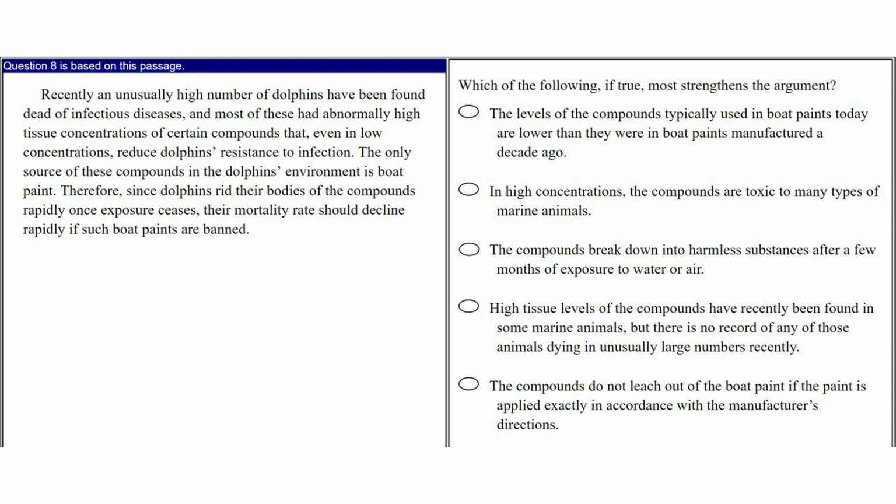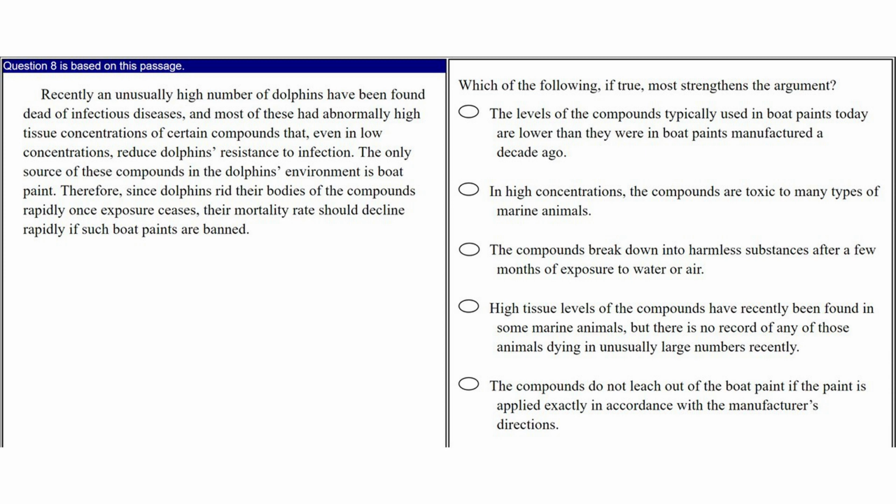So let's stop and summarize. A lot of dolphins have been dying because of these compounds that reduce their resistance to infection. Let's keep going. The only source of these compounds in the dolphins' environment is boat paint. Oh no, so the boats are killing them. Therefore, since dolphins rid their bodies of the compounds rapidly once exposure ceases, their mortality rate should decline rapidly if such boat paints are banned. So it's basically saying the dolphins should stop dying once we ban this boat paint, because the boat paint contains these compounds which are killing the dolphins.